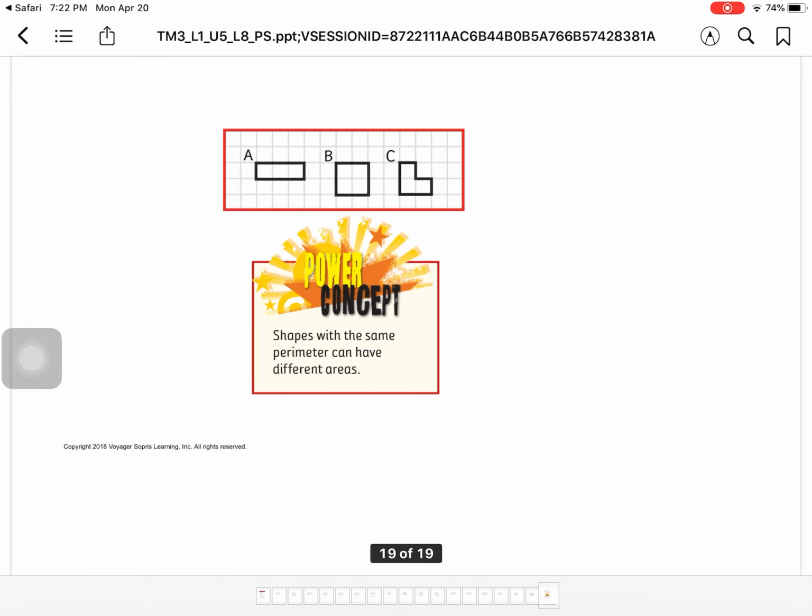So your power concept is that shapes with the same perimeter can have different areas.